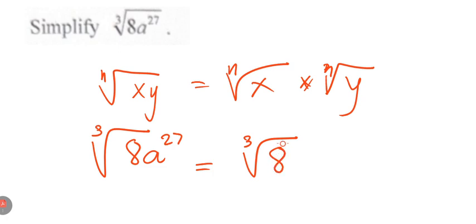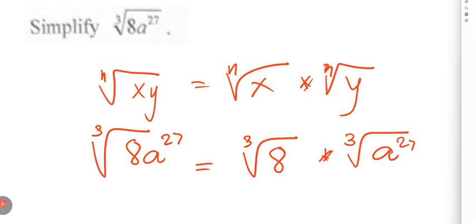So that's going to give us the cube root of 8 times the cube root of a to the 27. Okay, now first let's try to simplify the coefficient that we have here. To simplify the coefficient, we're going to find the cube root of 8. Then we find the variable part.